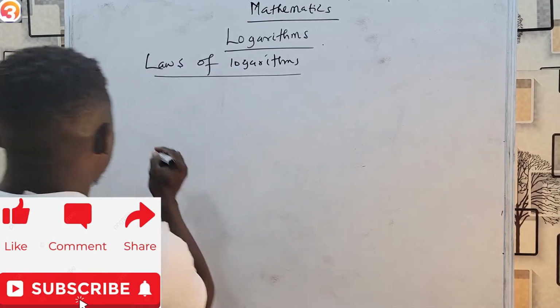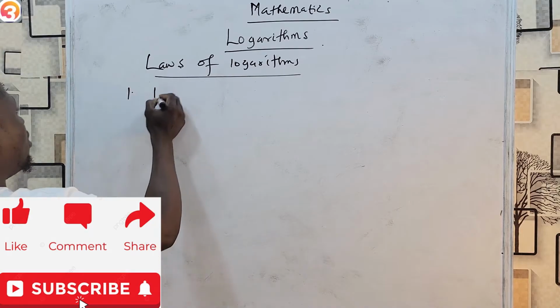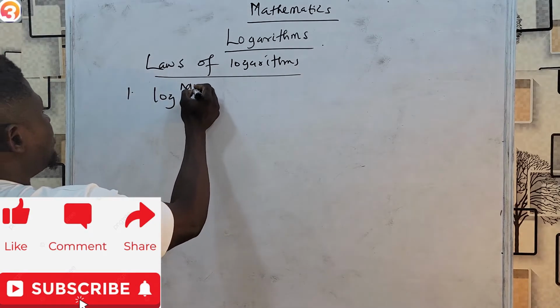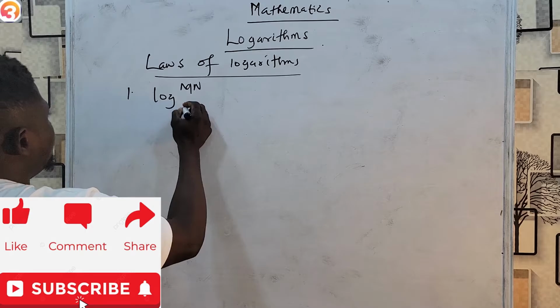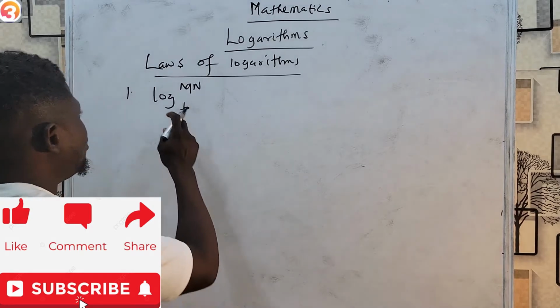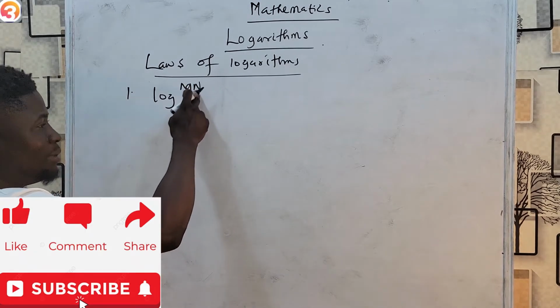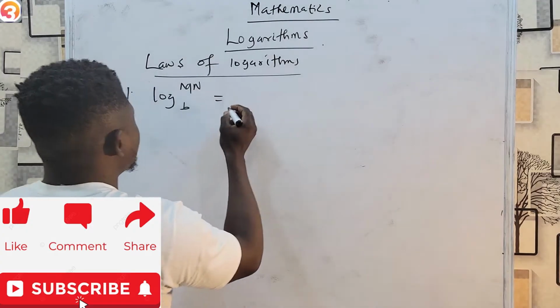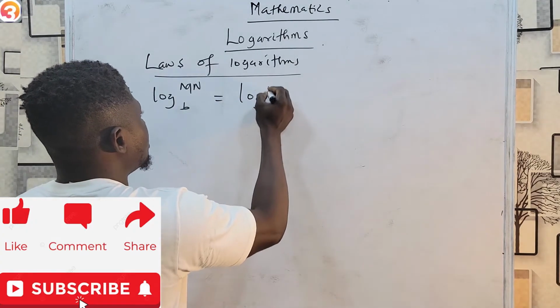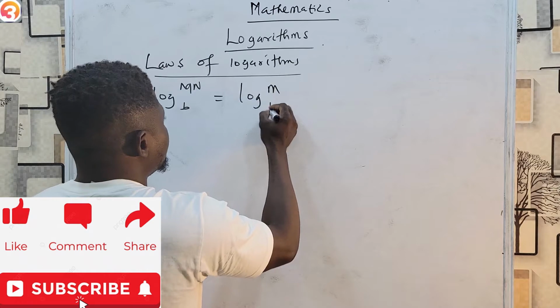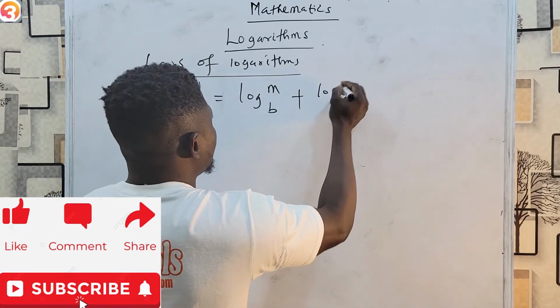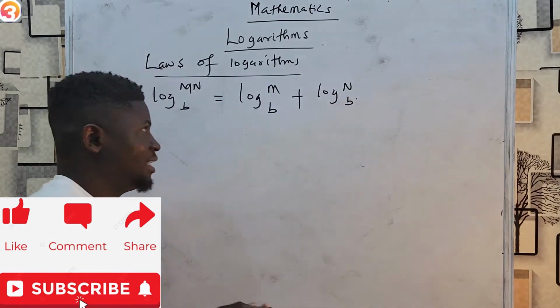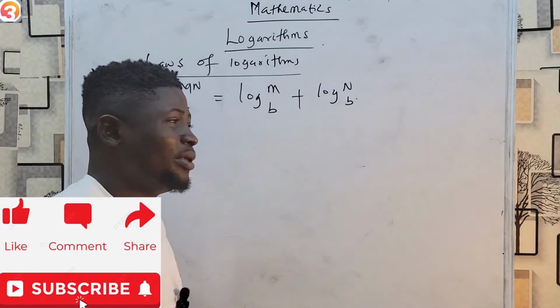So number 1 law. If you have log mn base b, for example, log of m times n base b, it's the same thing as equals to log m base b, then plus log n base b. It's as simple as ABC.